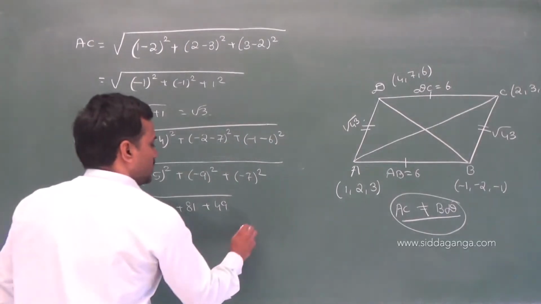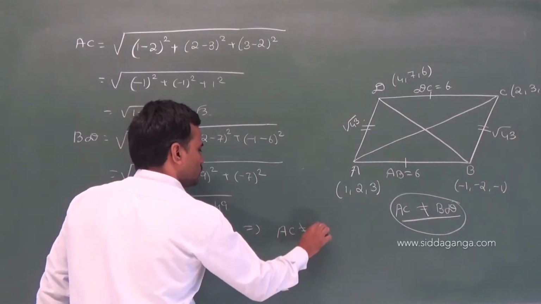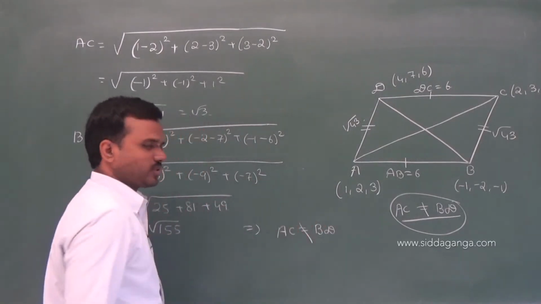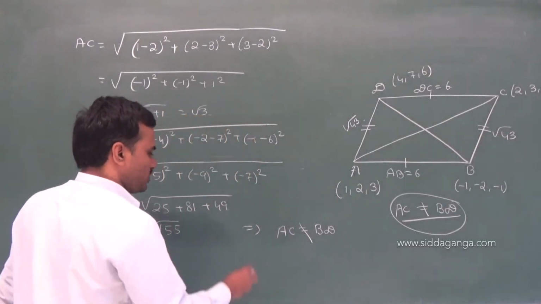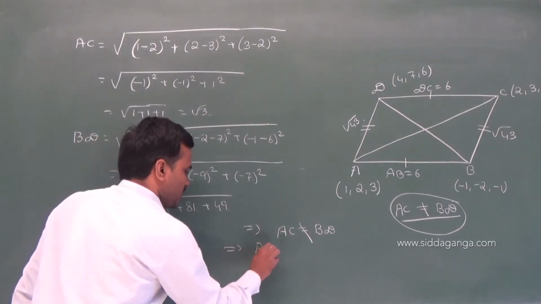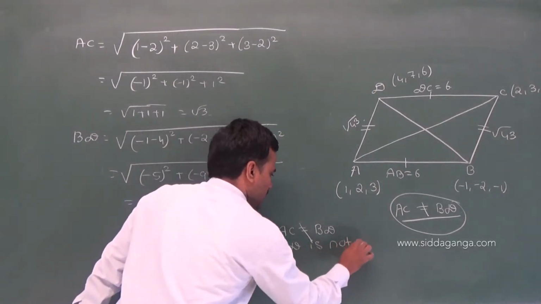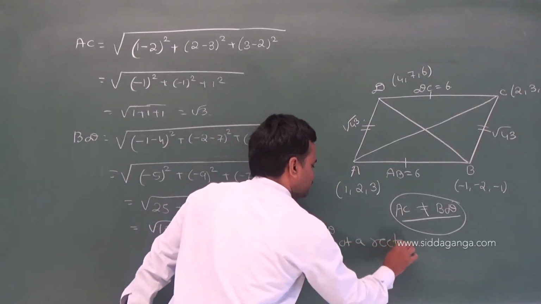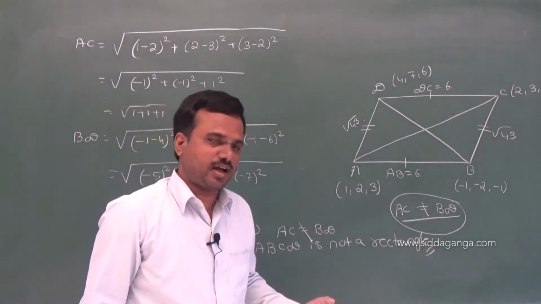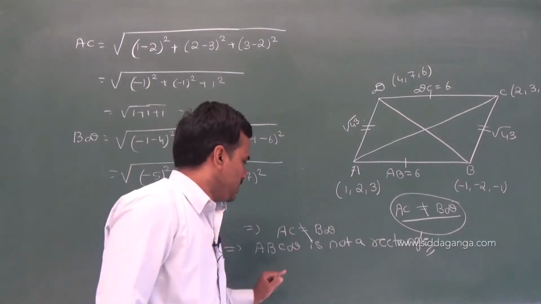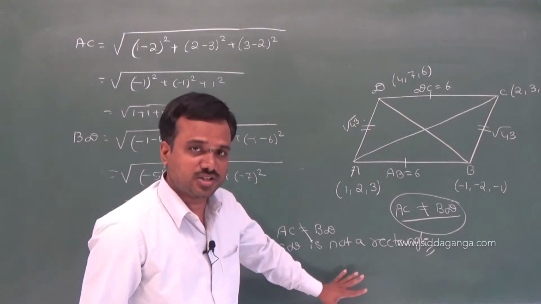Observe carefully. That implies AC is not equal to BD. If AC is not equal to BD, that implies ABCD is not a rectangle. Very important condition: if the diagonals are the same, ABCD is a rectangle. If the diagonals are not the same, ABCD is not a rectangle. Understand? Okay.